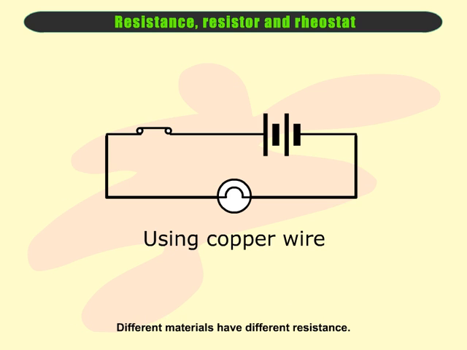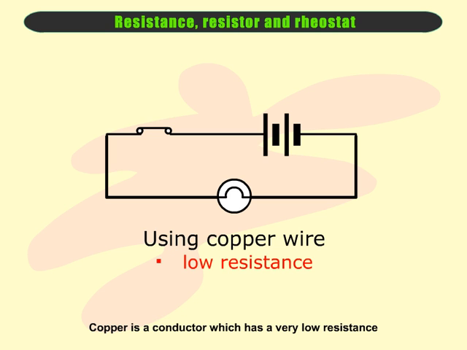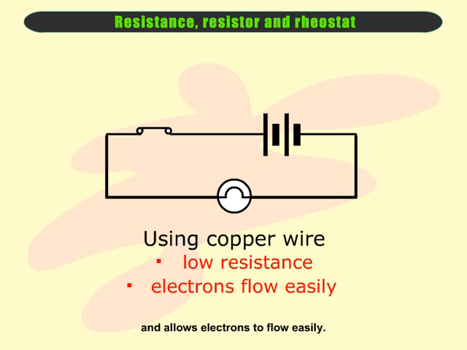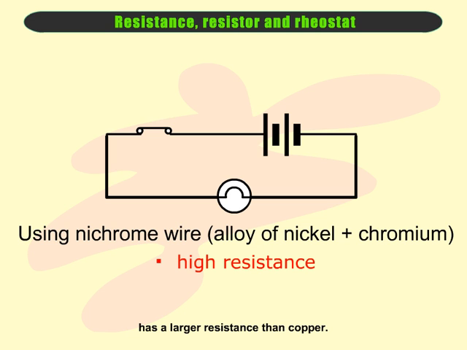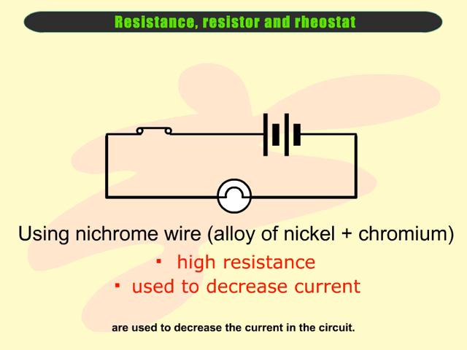Different materials have different resistance. Copper is a conductor which has a very low resistance and allows electrons to flow easily. This is the reason why the connecting wires in a circuit are made of copper. Nichrome, an alloy of nickel and chromium, has a larger resistance than copper. So nichrome wires, which are also called resistance wires, are used to decrease the current in a circuit.